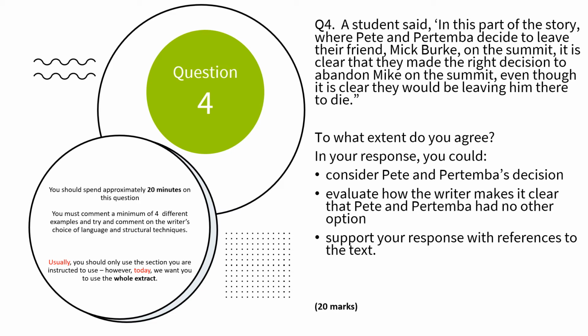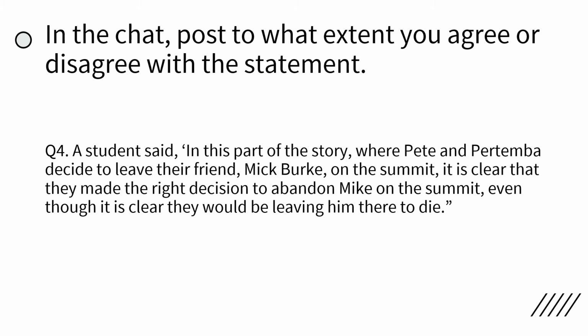Okay, usually you should only use the section you're instructed to use. However, today we're going to let you use the whole extract because we're being kind to you. Okay, so in the chat, I want you to post to what extent you agree or disagree with the statement. So looking at it again, a student said, in this part of the story where Pete and Potempa decide to leave their friend Mick Burke on the summit, it is clear that they made the right decision to abandon Mick, even though it is clear they would be leaving him there to die. Okay, off you go.